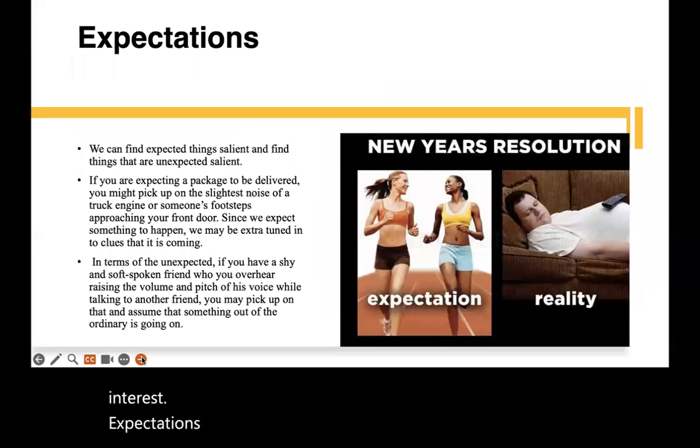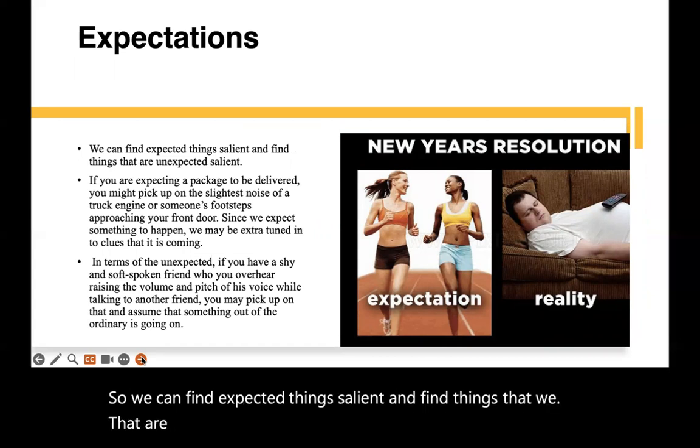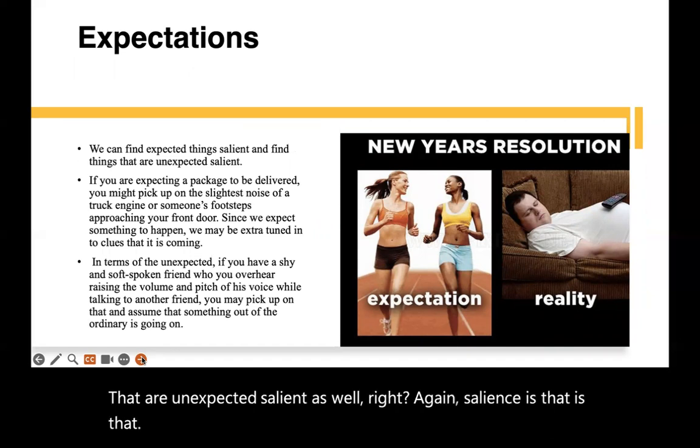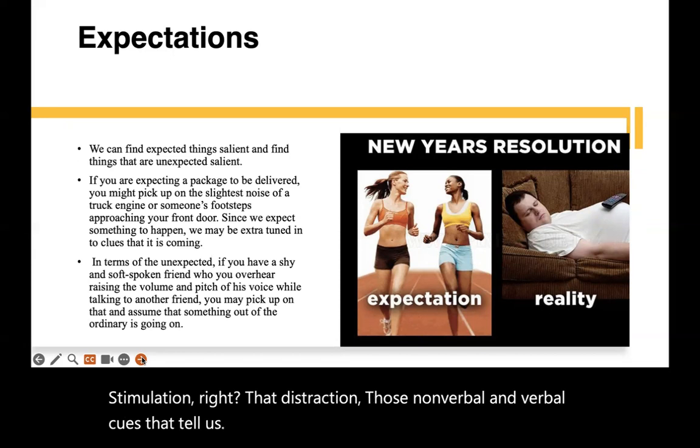Expectations is another way that we make selections. So we can find expected things salient and find things that are unexpected salient as well, right? Again, salience is that stimulation, right? That distraction, those nonverbal and verbal cues that tell us when to select something.